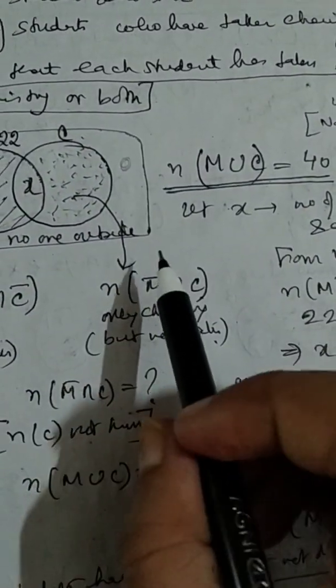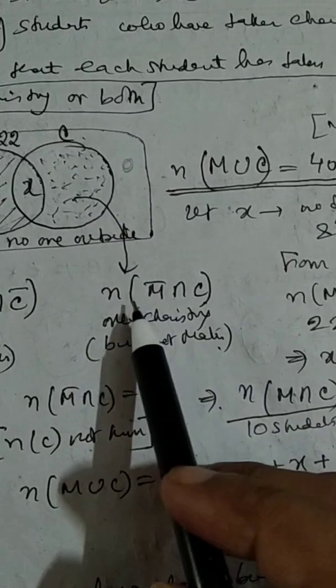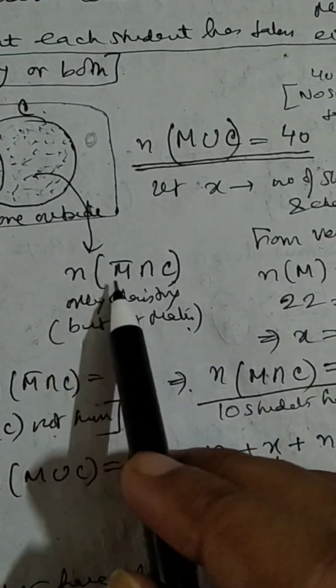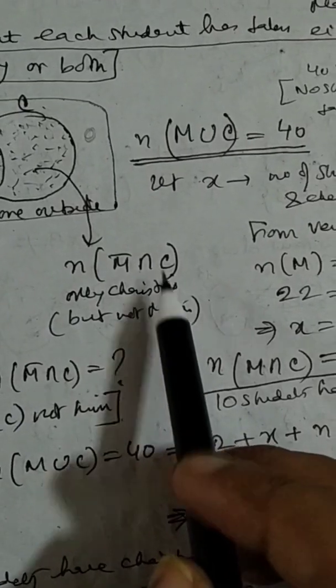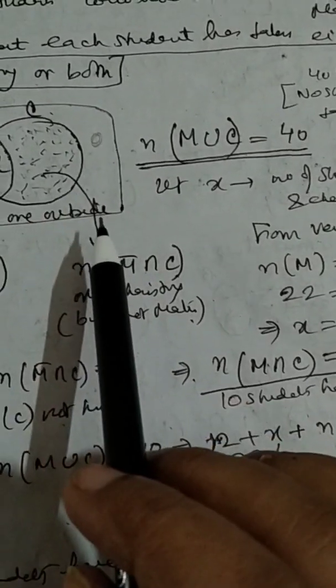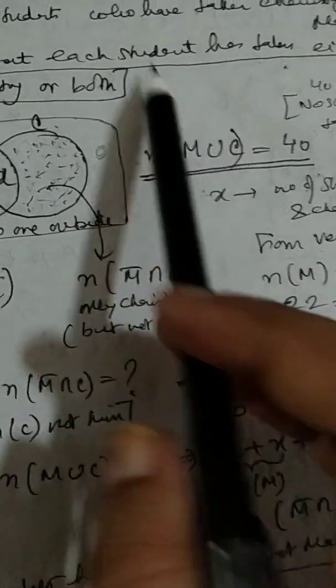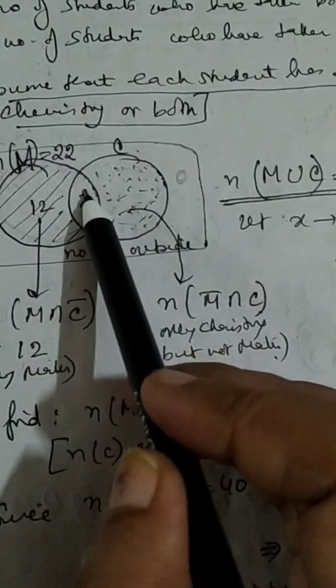Only chemistry means maths is not there. So symbolically, I can write it as the cardinal number of M bar intersection C, and that is your only chemistry and not maths. And this is also what you have been asked to find. Besides the fact that they have asked you how many have taken both, this is also what they have asked you.